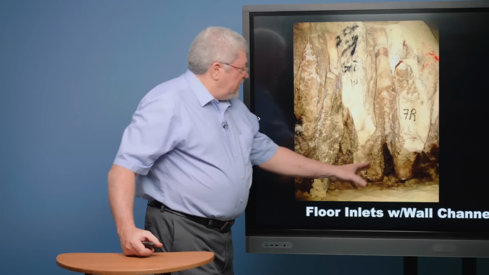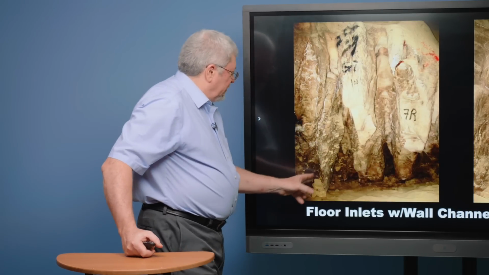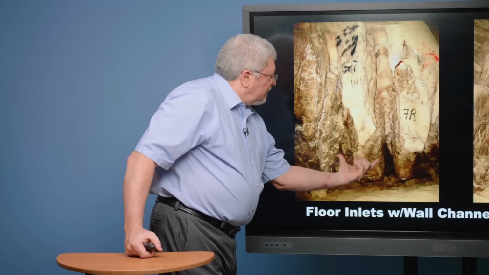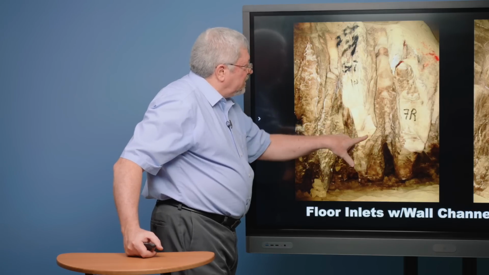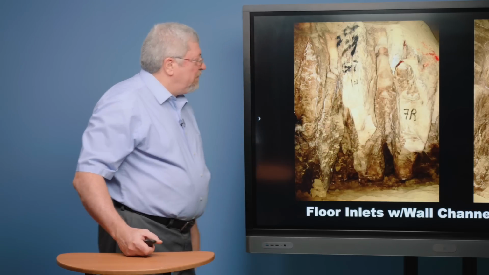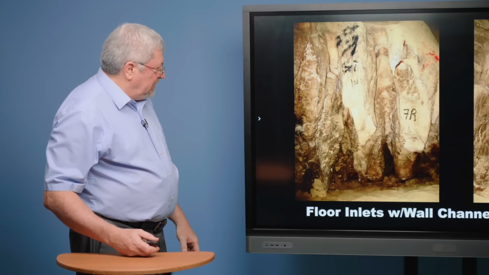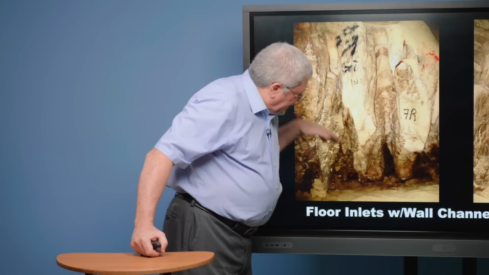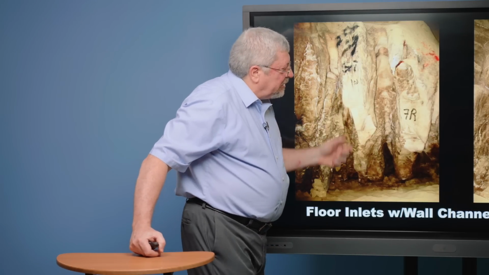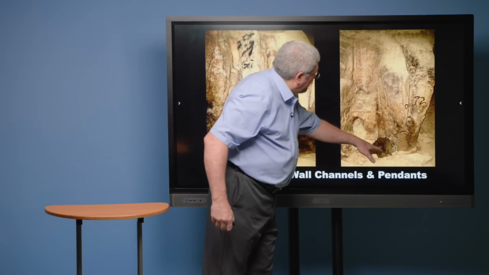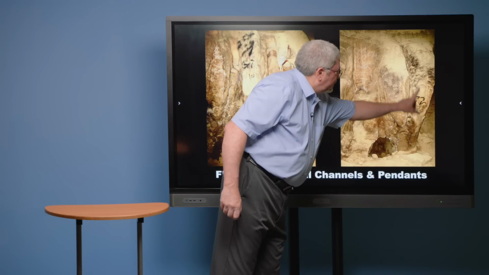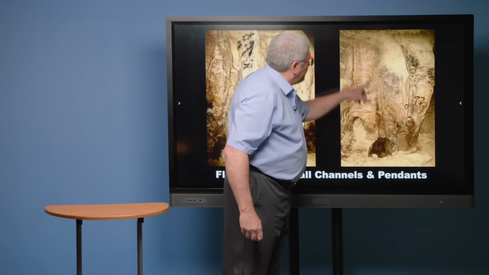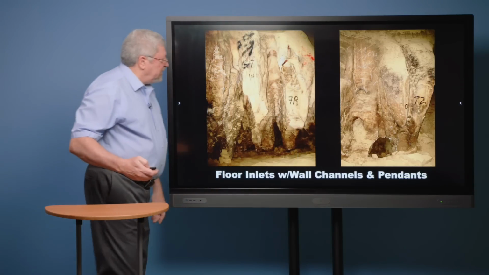Also, here's a series of floor inlets, and if they're close enough together, they leave these hanging pendants between them, pointed pendants that are, again, as you're ducking down to go into these crazy things, you hit your head on these things. I've been familiar with that many times. Another floor inlet with more than one channel going upward towards the ceiling.